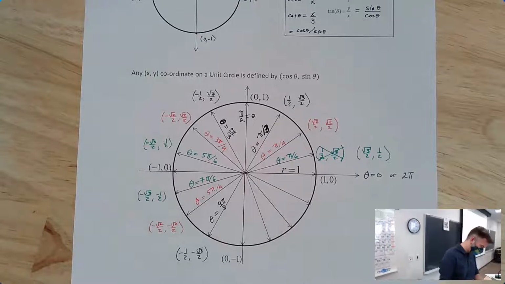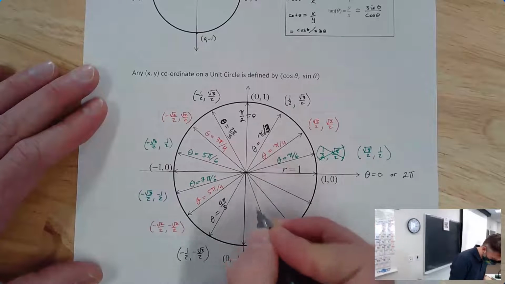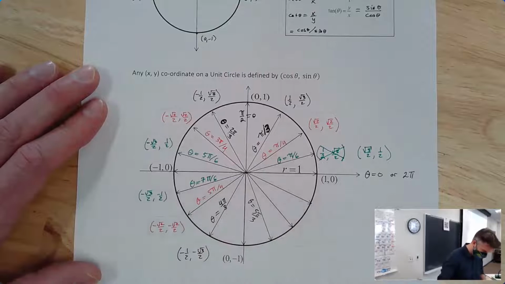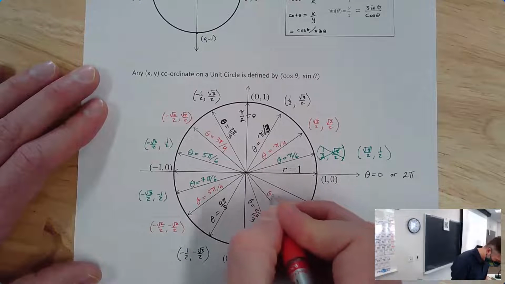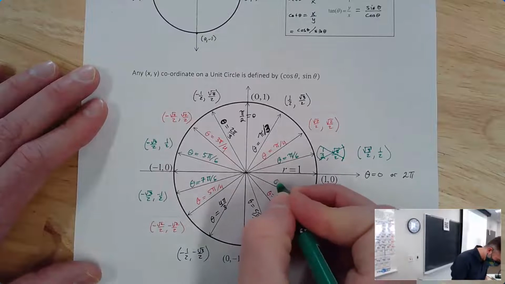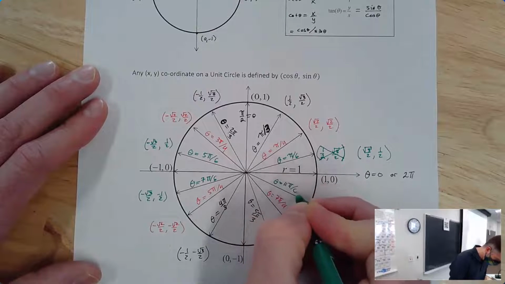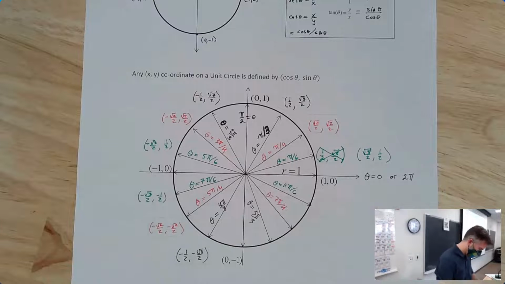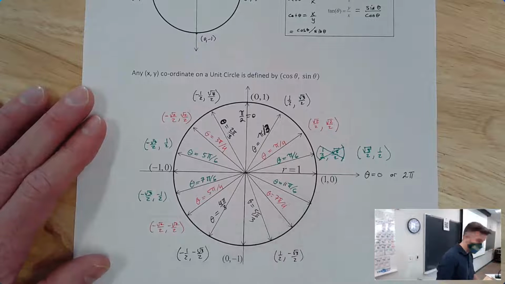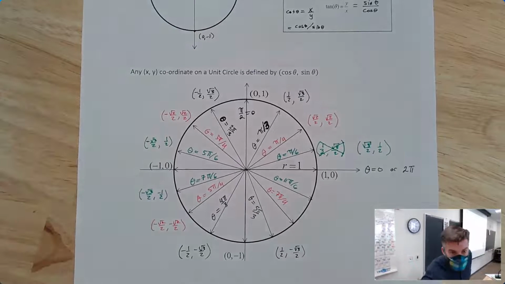And lastly, in the fourth quadrant, this angle now is 5 pi over 3. This angle is 7 pi over 4. This angle is 11 pi over 6. And the values are, now the x coordinate's positive, the y coordinate's still negative. So 1/2, comma, negative root 3 over 2. Oh, sorry.